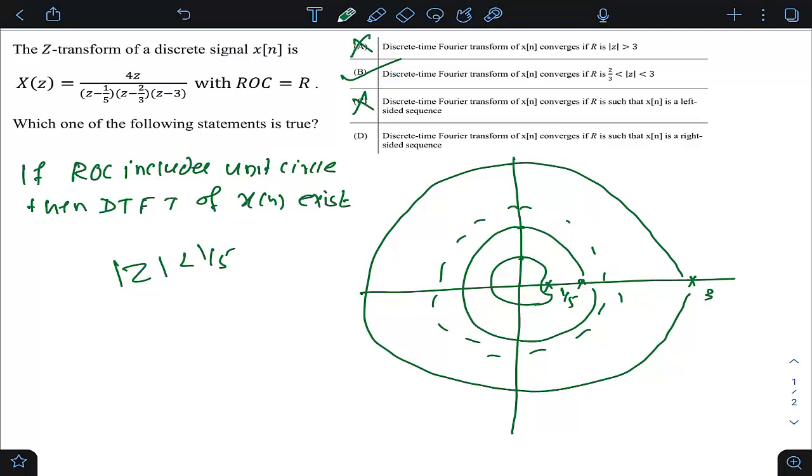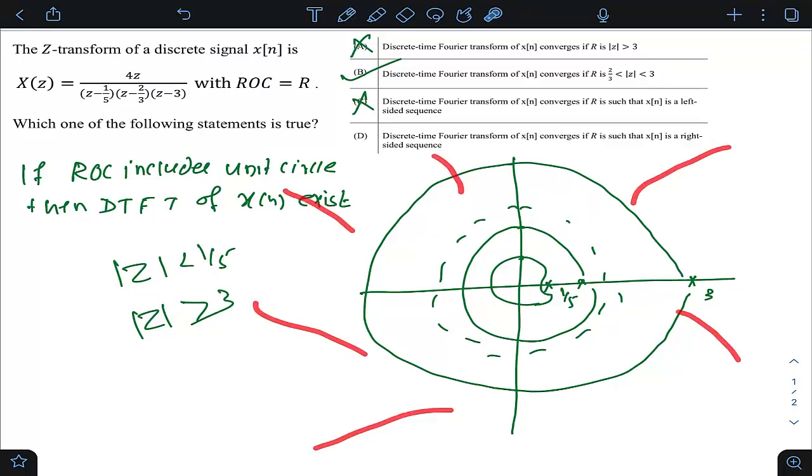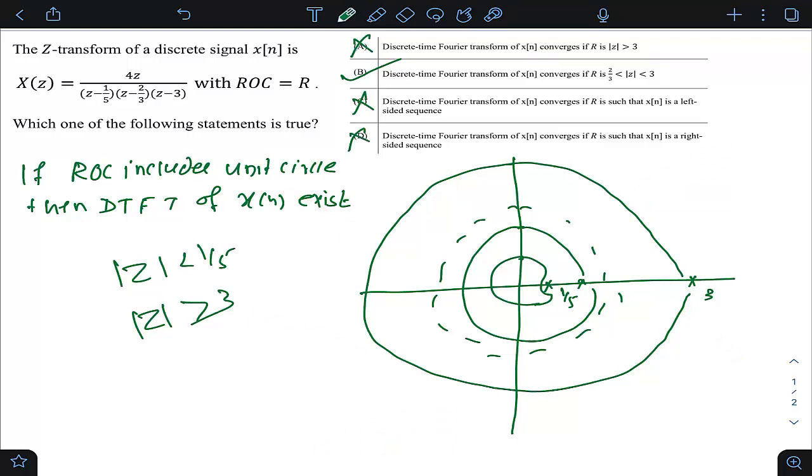Option D: the DTFT of x of n converges if the ROC is such that x of n is a right-sided sequence. If x of n is a right-sided sequence, the selected ROC must be mod z greater than 3, outside the largest pole. So again, it is the same as option A, which is not including the unit circle. So this is also a false statement. The answer is B: the DTFT will exist if the selected ROC is between 2 by 3 to 3.